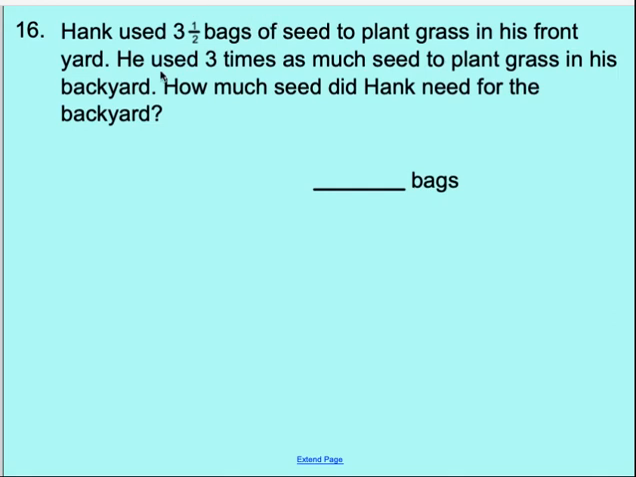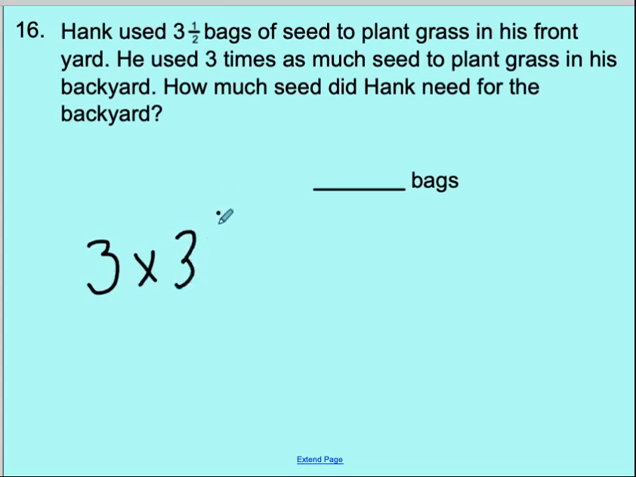Number 16. Hank used 3.5 bags of seed to plant grass in his front yard. He used 3 times as much seed to plant grass in his backyard. How much seed did Hank need for the backyard? All right. So we know how much he had in the front yard. It's 3.5 bags. And he used 3 times as much in the backyard. Okay, and the question's asking just about how much he needed for the backyard. Okay, so 3 times 3.5.